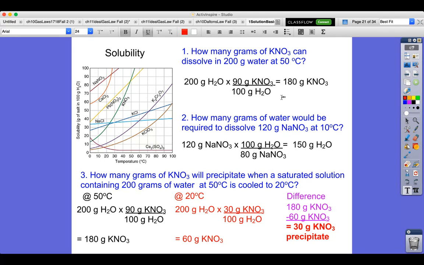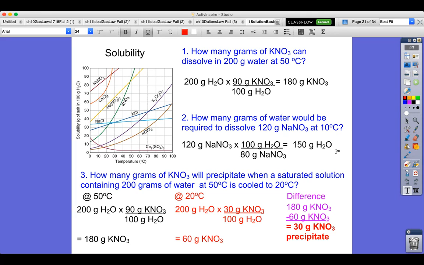The second question that could be asked is, how many grams of water would be required to dissolve 120 grams of sodium nitrate at 10 degrees Celsius? So again, using dimensional analysis, you start with what you're given. You have 120 grams of sodium nitrate. Now we look over at 10 degrees Celsius and we see that you can dissolve 80 grams of sodium nitrate at 10 degrees Celsius. Since for every 80 grams of sodium nitrate you have 100 grams of water, you would need 150 grams of water to dissolve that much solute at 10 degrees Celsius.